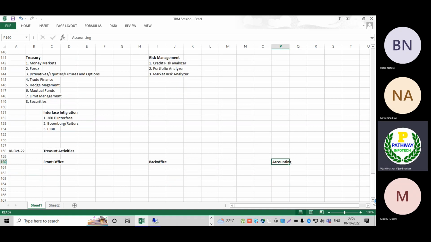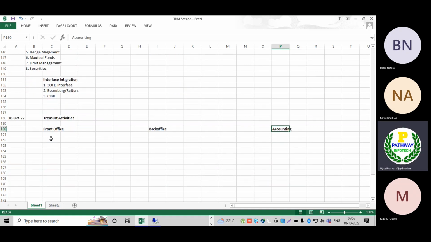Now let us see what activities come into the picture in the front office. Creation of order. Creation of order means when we are going to place the order, or creation of contracts. Then the second one would be rollovers.